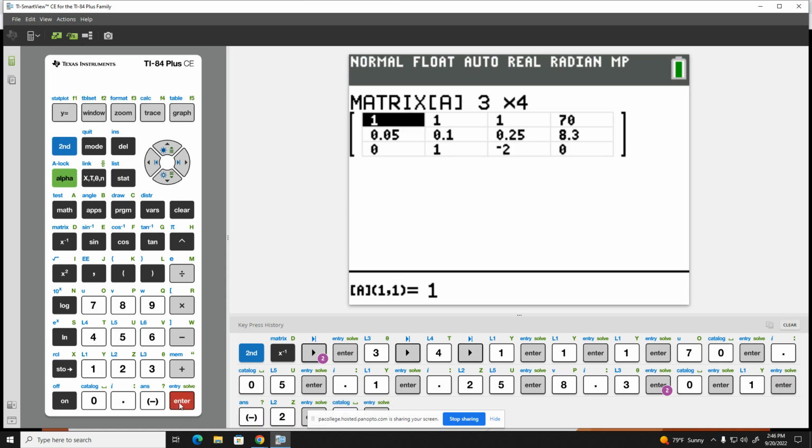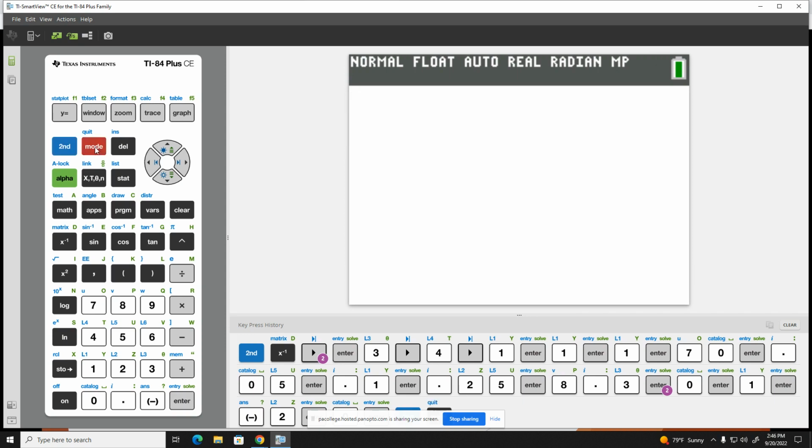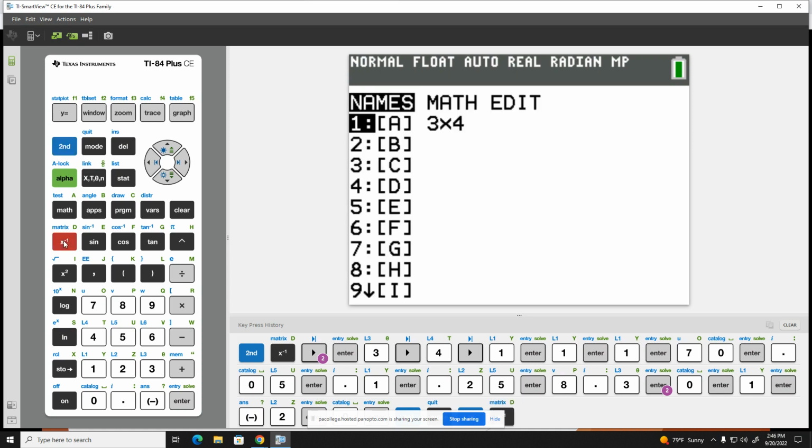All right, so I have my entire matrix in. So now I want to get out of the matrix, because you see after I hit enter that last time, it just took me right back to one of the boxes of the matrix. So using second and the mode button allows me to quit. And then I will go second and this x to the negative 1 to get back to matrix.